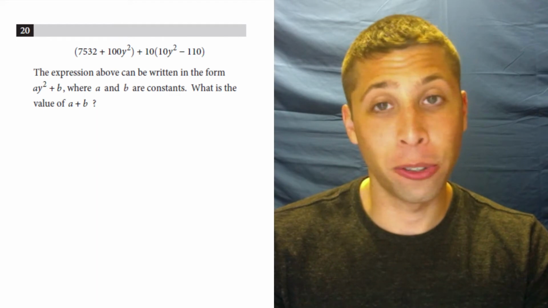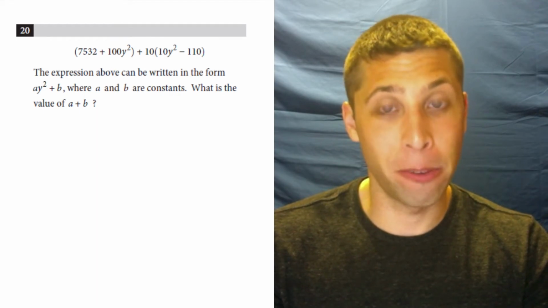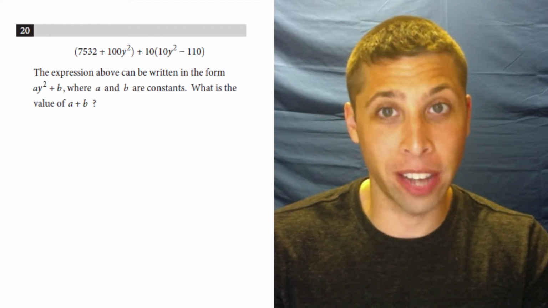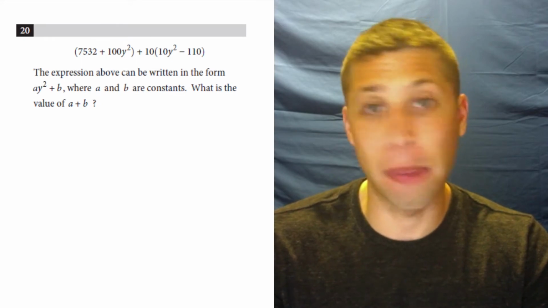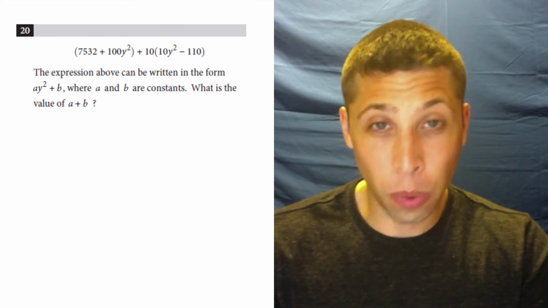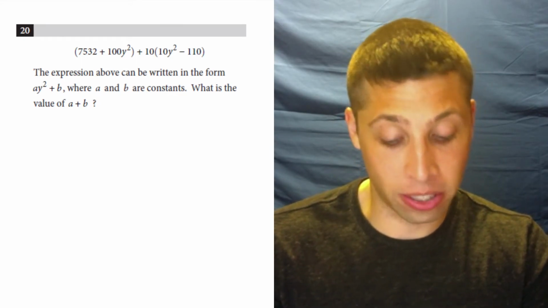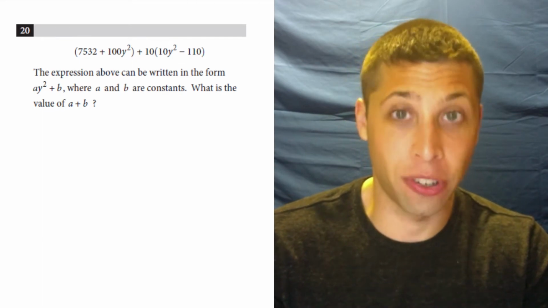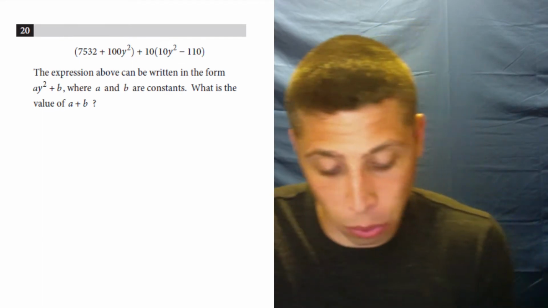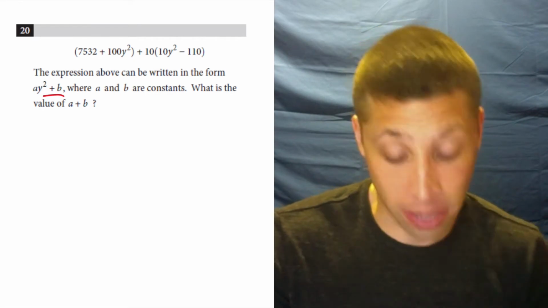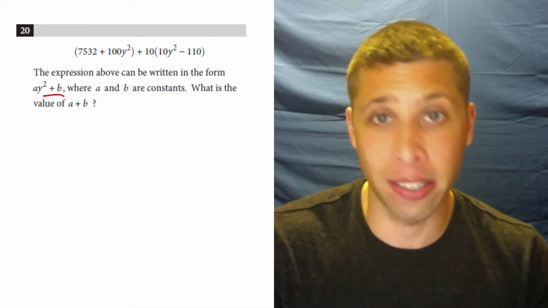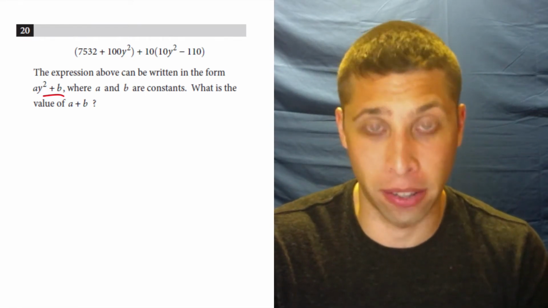You have to show your work on these questions. Everyone who gets this wrong, in my experience, has gotten it wrong because they just did some sloppy math. So what we're really being asked for here is to simplify this expression into something that looks more like ay squared plus b. The a plus b thing is just a last step. It doesn't really factor into the process here.